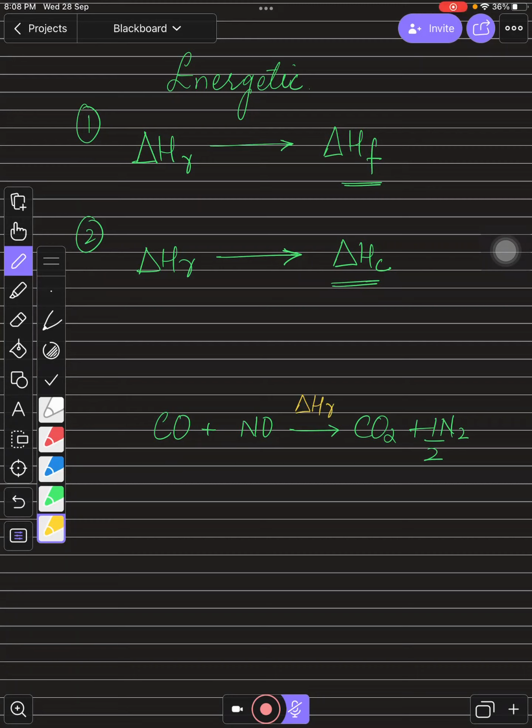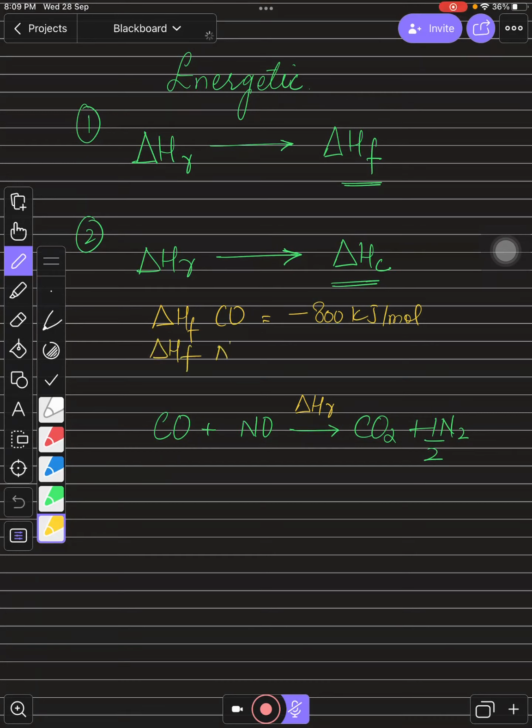And they gave you some formation energies, like when carbon monoxide forms. The enthalpy change of formation of carbon monoxide is, for example, I'm just assuming a few values over here, not exactly the same values. For example, it is -800 kilojoules per mole. Whenever carbon monoxide forms, 800 kilojoules per mole energy is released. It means when 1 mole of carbon monoxide forms, this energy will be given out because the sign is negative, right?